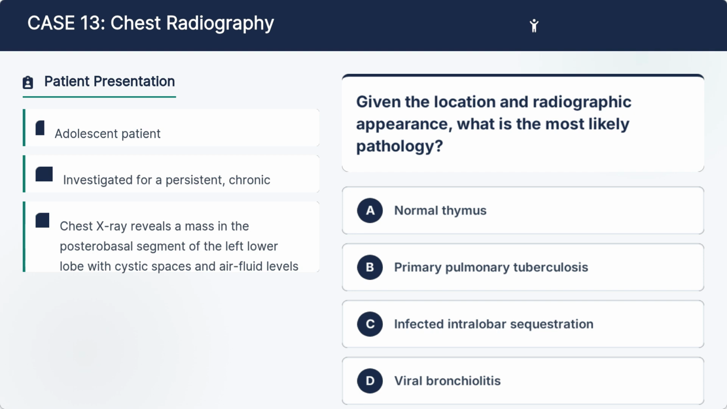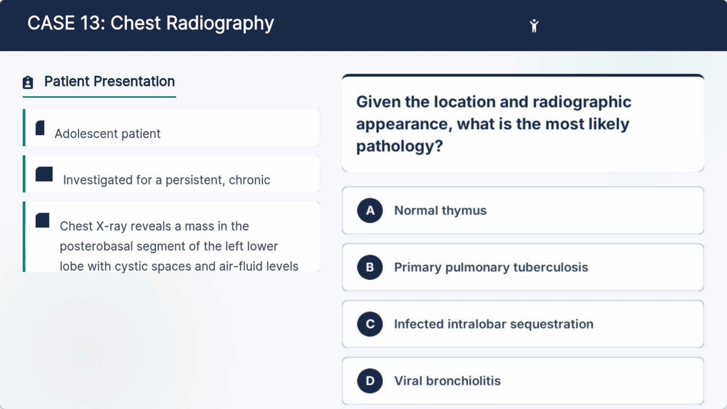Case 13. Chest radiography. An adolescent patient is investigated for a persistent chronic cough. Chest X-ray reveals a mass in the posterobasal segment of the left lower lobe with cystic spaces and air fluid levels visible within it. The question is, what is the most likely diagnosis based on these radiological findings?